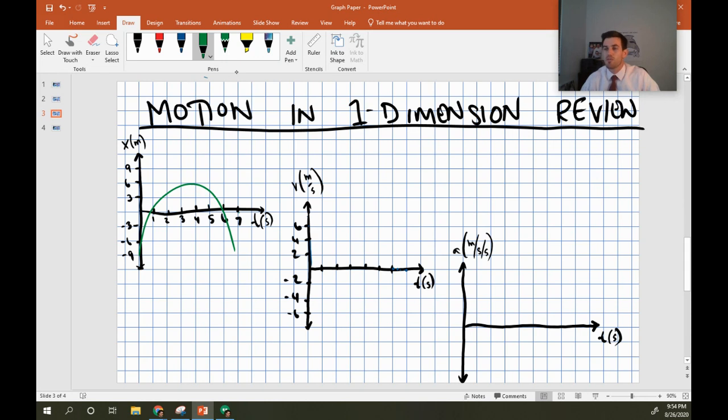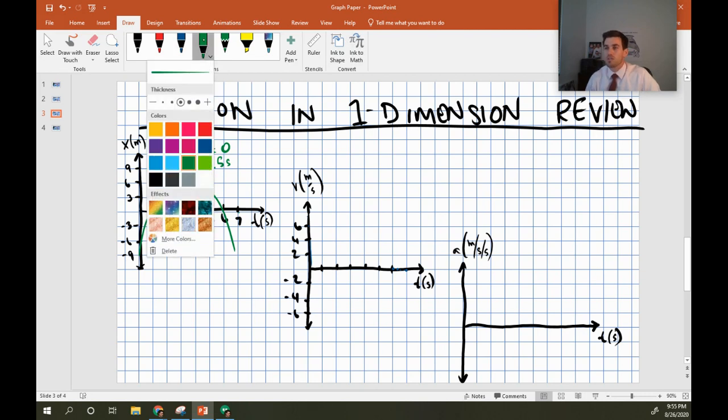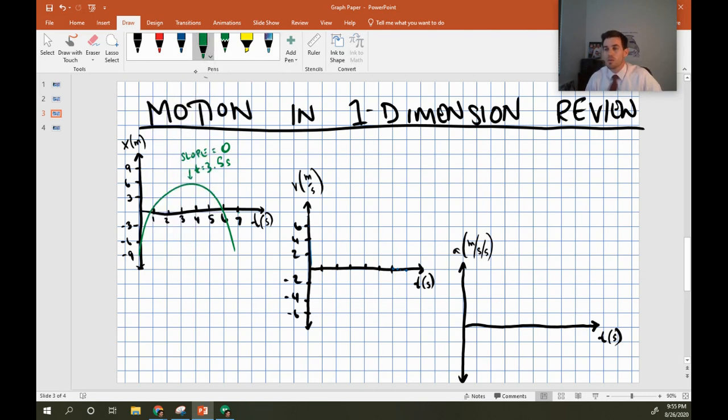Cool. So we have a parabola, and let's say that it has a slope of 0 right at the point time equals 3.5. We'll just save that information for later. The slope of this graph is going to give us the velocity information. But before we even get there, we can use the points along this graph to figure out its positions at time.